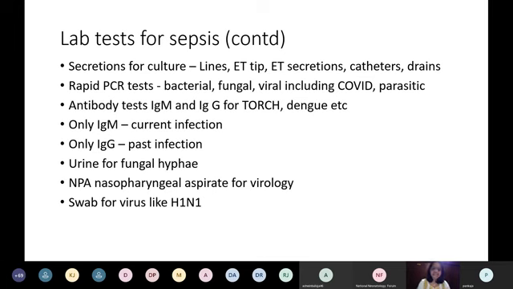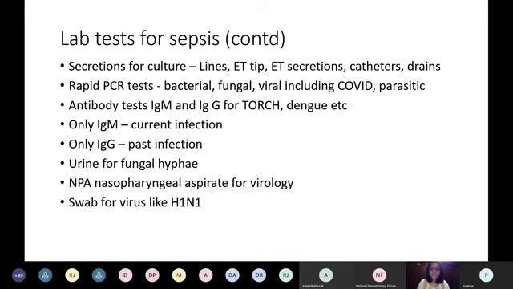So this can be done by rapid PCR test, which can detect these cells in minute quantity. And this also is a confirmatory test for sepsis. Apart from this, we also have antibody test. So we know that IgM and IgG are the commonly used antibodies we check for.